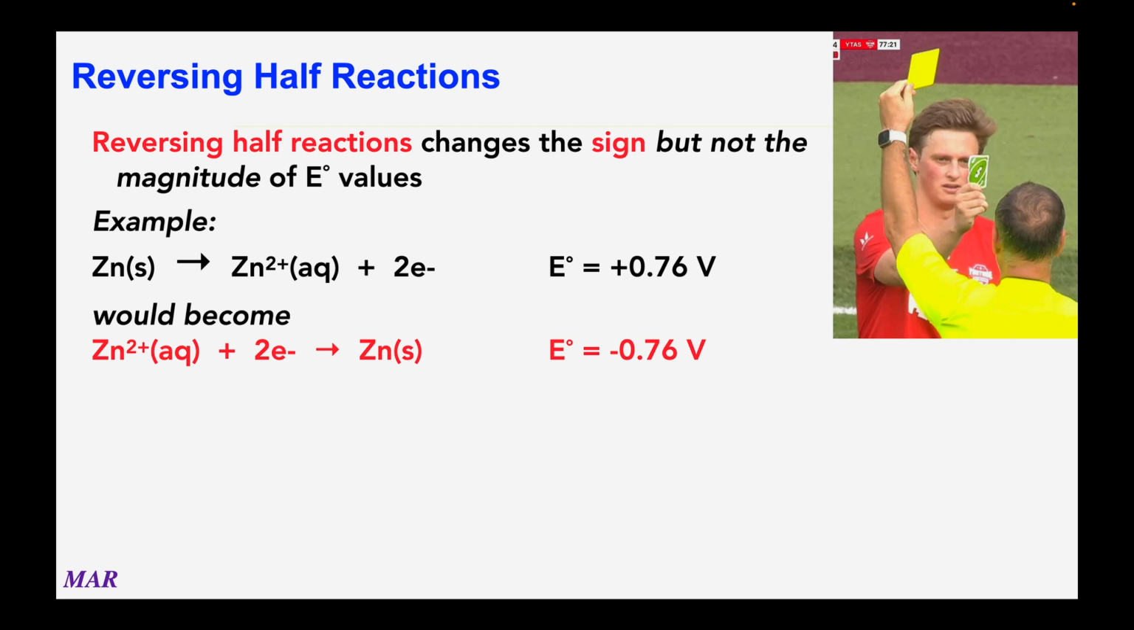Now remember that positive E cell values are spontaneous. So what this tells the chemist is that zinc is much more likely to give up 2 electrons to become positive 2 than zinc 2 plus is to gain 2 electrons to become zinc metal. Positive E's, like the first one, are the spontaneous ones. Those are going to happen. We're going to have to do some magic in order to make a negative E cell become positive. It can be done, but it takes some work. We'll talk about that more in a little bit. But the important part here: if you wish to flip it, no problem. Flip reactants and products, change the sign of E, but don't change the magnitude of E.